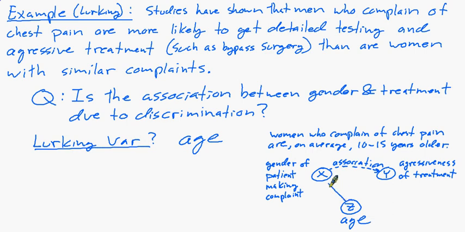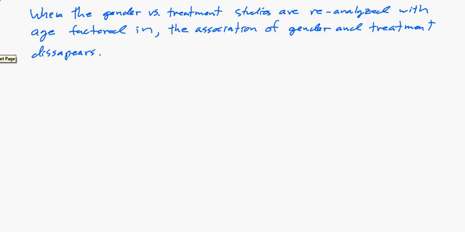Is age a factor in the gender of the patient making the complaint? Yeah. Women are older, men are younger. Is age a factor in the aggressiveness of treatment? Yes. Aggressive treatment is more dangerous for older people, so doctors are a little bit more cautious. So although there's an association, there really isn't necessarily a cause and effect happening here. It's actually the age which is in play here.